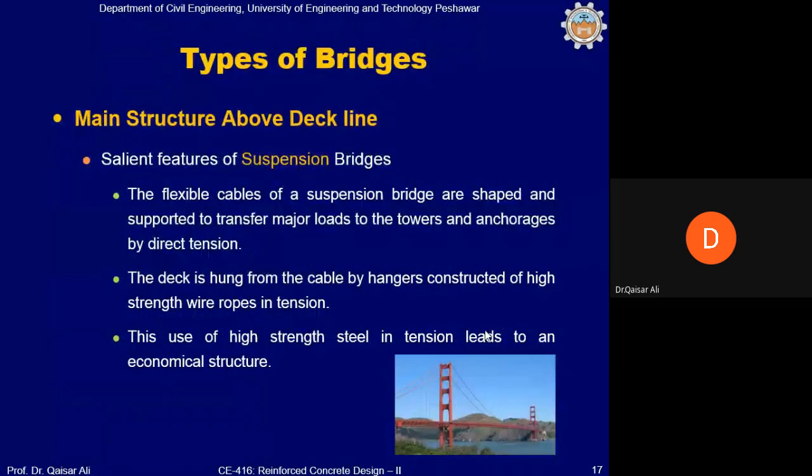The important features of suspension bridges. In a suspension bridge, the flexible cables are shaped and supported to transfer major loads to the towers and are carried by direct tension. The deck is hung from the cable by hangers constructed of high-strength wire ropes in tension. This use of high-strength steel in tension leads to an economical structure.